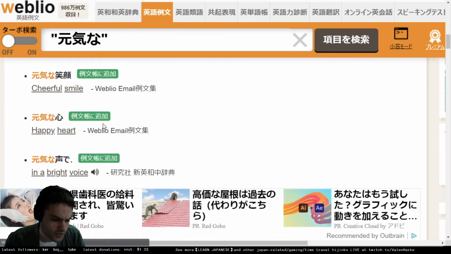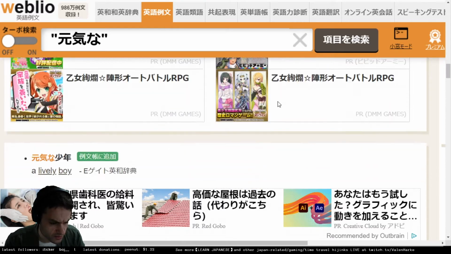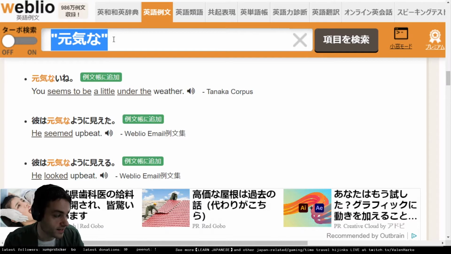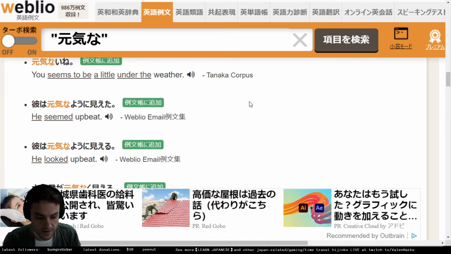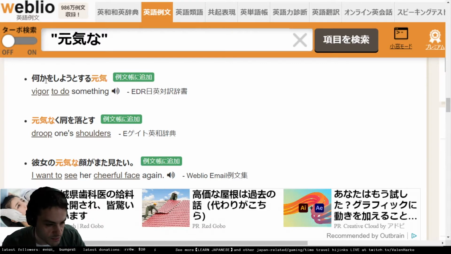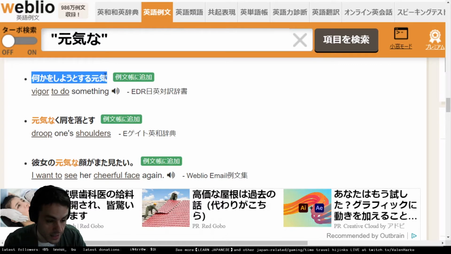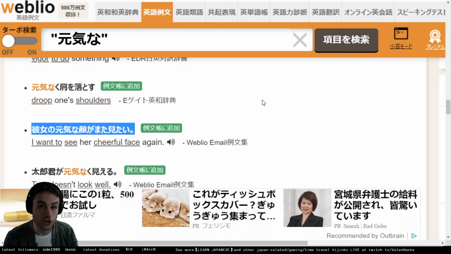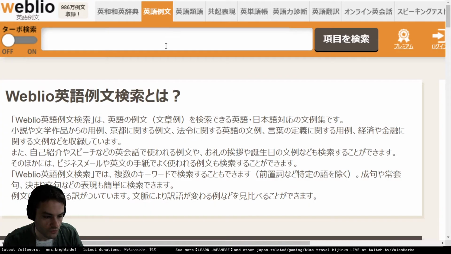So, these are kind of really simple examples. If you keep going, for Genki na there's going to be a billion examples. It's going to start typically with the most simple example sentences, but as you go further down, and if you go into the next page and the next page, you'll start getting more complicated sentences. And these are the sentences you want to look at, because they'll really show you, like, in this context, no. In this context, yes. If you're trying to say, for example, cheerful or something like that. Okay, so that's what's going on here with Weblio.